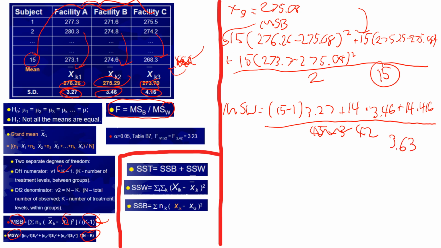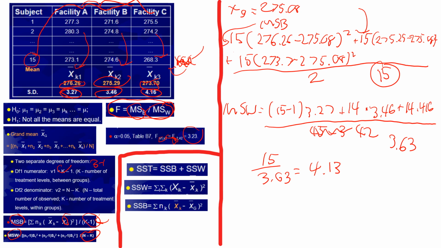So now, it's the final step: mean squared between divided by mean squared within. 15 divided by 3.63 equals 4.13. And we have our F critical value. If you remember, there's two values, right? There's V1, there's V2. We did talk about this on the previous slide. V1 is k minus 1. So remember that k is our number of groups, so 3 minus 1 is 2. That's how you get this 2 right here.